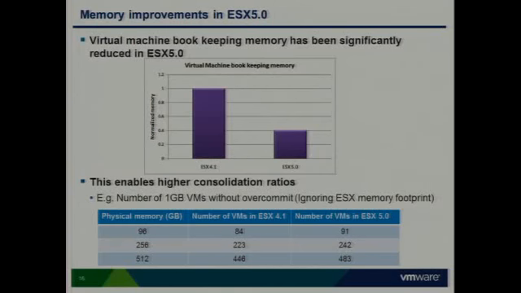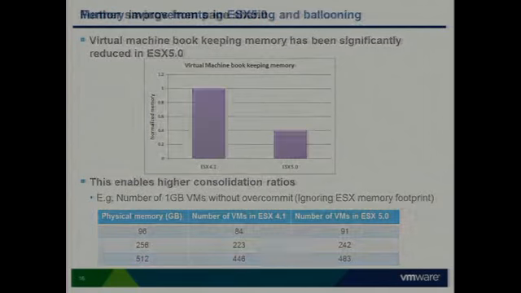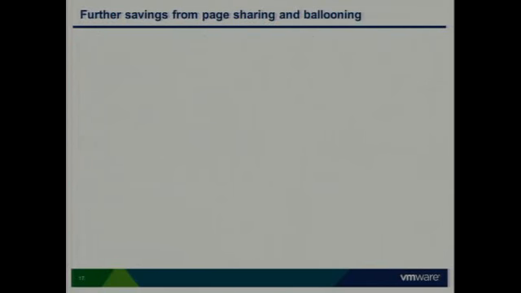Now, is this all you can run on a given physical server? Definitely not. You can do more than this, and the reason for that is we have further savings in memory because of other technologies that we have. We have transparent page sharing, we have ballooning, we have memory compression, we have swapping, we have a whole bunch of other technologies that you can use to further improve the consolidation. So let's take a look at what I'm talking about.